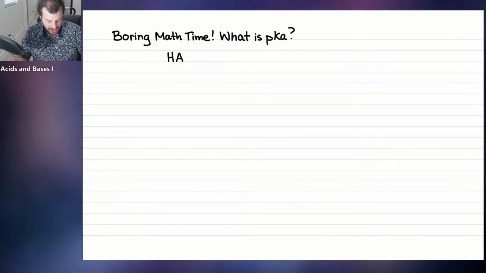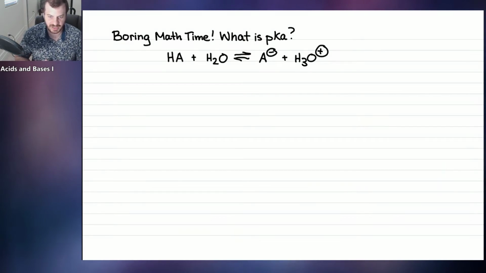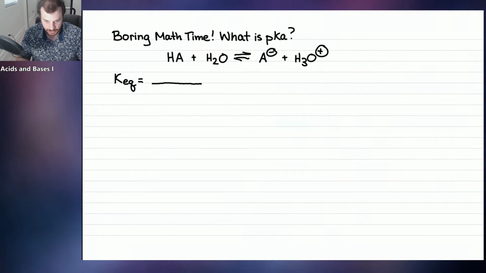So if we have HA, which is an acid, plus H2O, which will be acting as our base in this example, we will form A minus, which is the conjugate base of our acid, plus H3O plus. And we can see that the acid is donating its proton to water, which is acting like a base, gaining a proton. And if you remember back in Chem 101 or 102, I think it's 102, you learned this, you can define something called Keq. And Keq is the equilibrium constant for an acid-base reaction, or any equilibrium reaction.